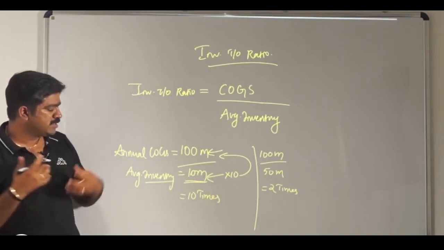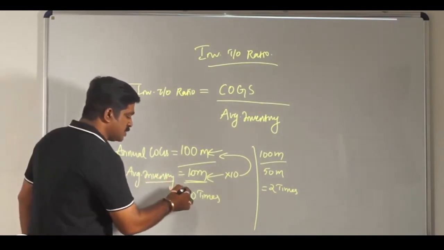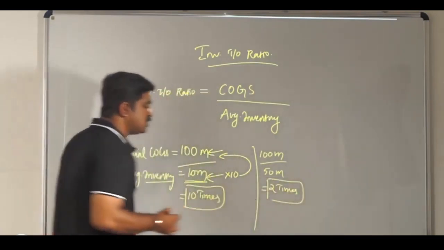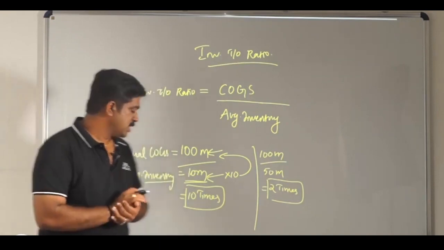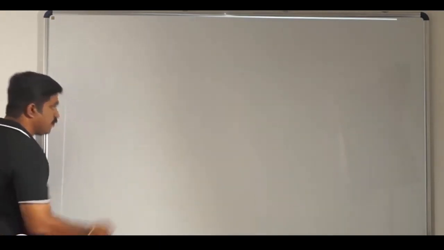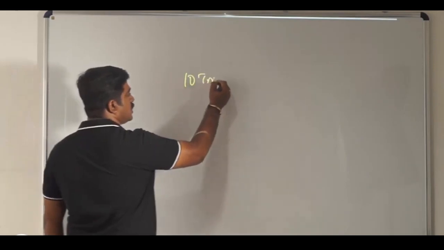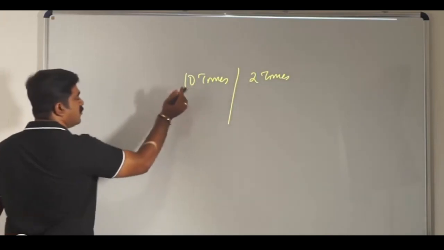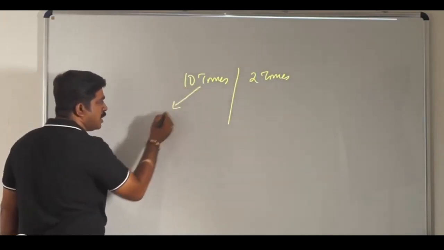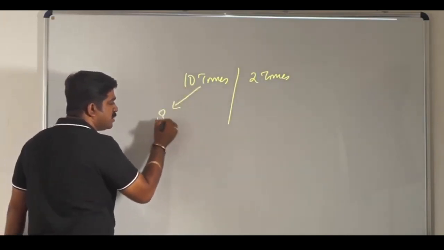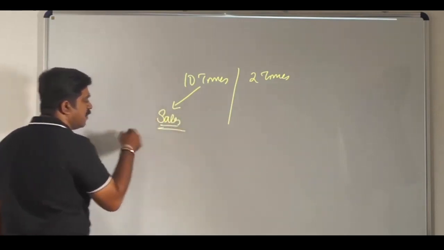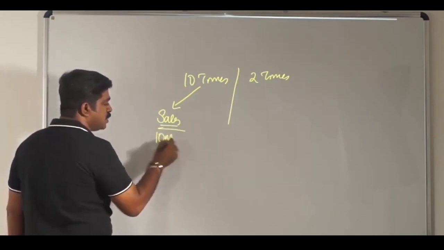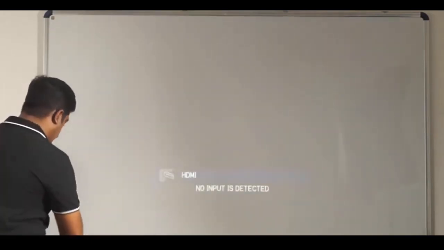Now what is the difference? What is the benefit you get when inventory is rotated 10 times? What is the benefit you are losing when the inventory is rotated only 2 times? Let's understand that. Let me put it here. If inventory is rotated 10 times, and if inventory is rotated only 2 times. If inventory is rotated 10 times, it means I am making sales 10 times, right? Every time I am making sales of goods worth 10 million. So 10 million into 10 times.